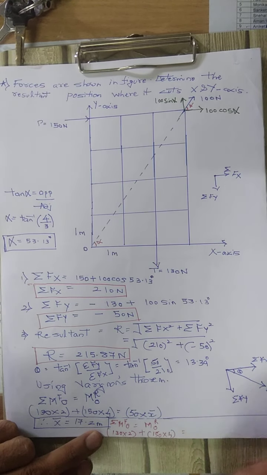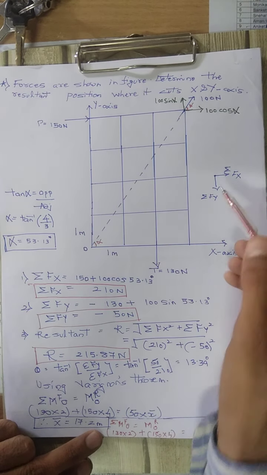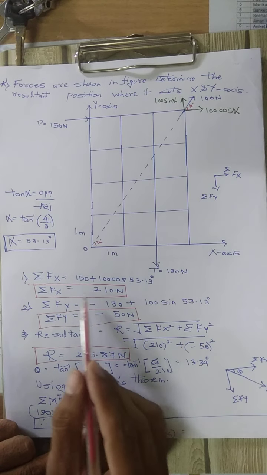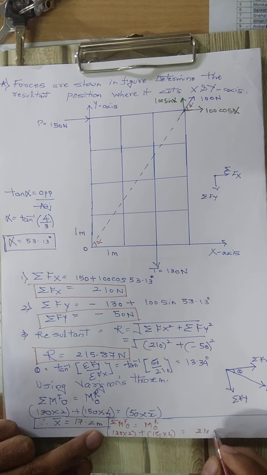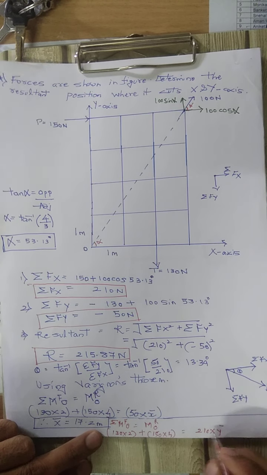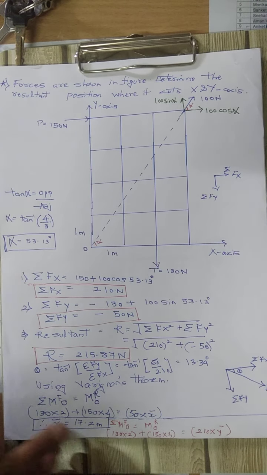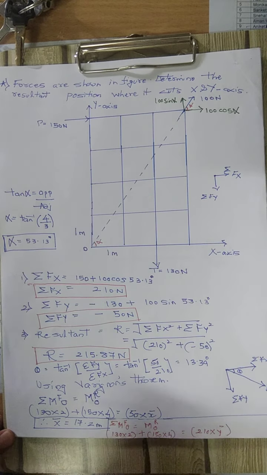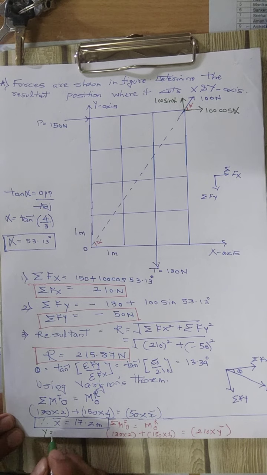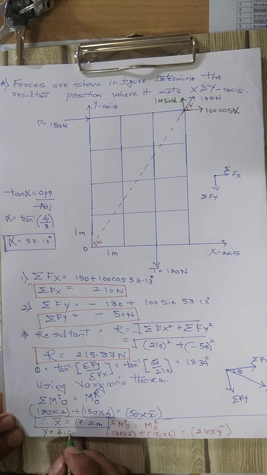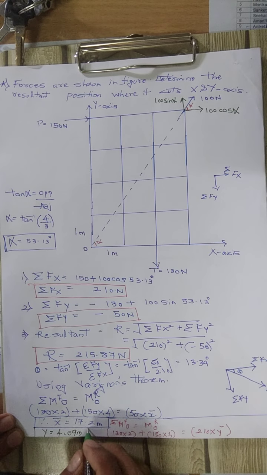Only the resultant changes. Instead of the x distance, here we are finding out the y distance. For the y distance we will take the force as fx. So fx is 210, so here we will take 210 into its y component, y bar. So what is the y component for this force? The y component comes to be 4.09 meters.